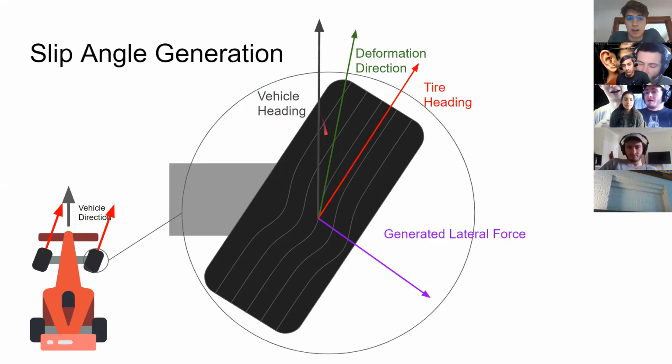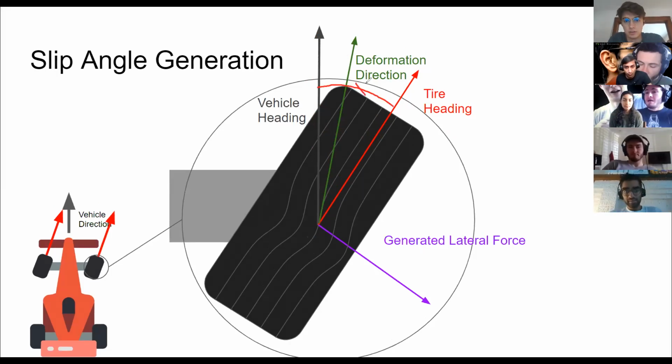So our vehicle heading is still this gray arrow. Our tire heading is still this red arrow, but the path the wheels are taking is this green arrow. So the slip angle, let me do a little annotation here. This slip angle is not this. This is not our slip angle. This is our slip angle. Does that help? Does that make sense? Yeah.